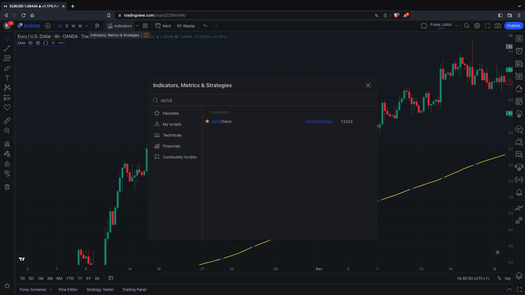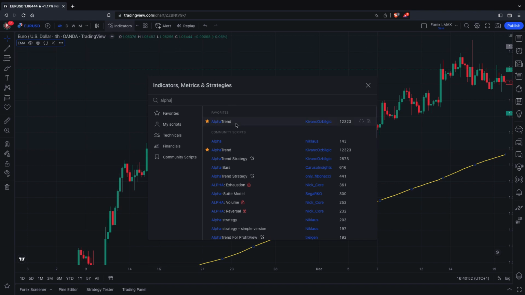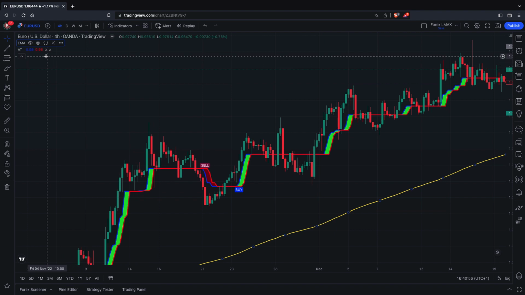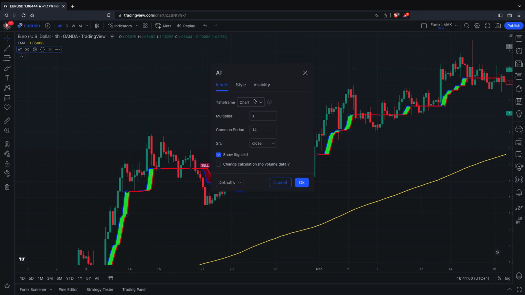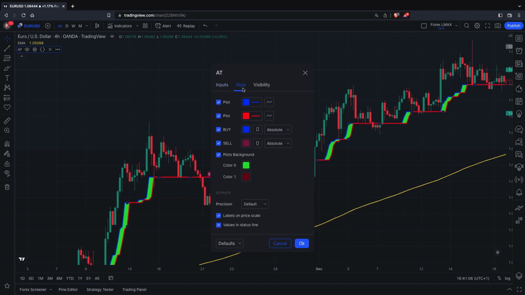Alpha trend indicator gives us the main signal to enter the market. Buy label for longs and sell label for shorts. Go to tab inputs and change the multiplier value to 1.5. Now, go to tab style and uncheck plots background.